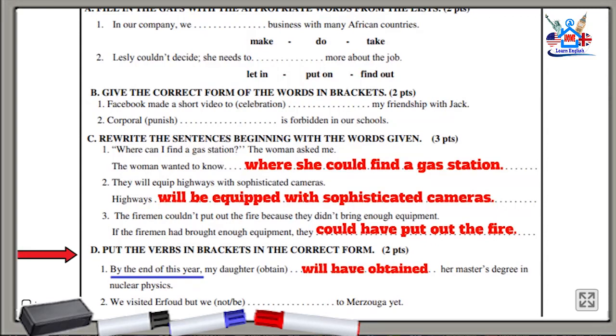Do you have any keyword here? We visited Erfoud, but we not be to Marzuka yet. We have "yet." Which tenses can we use with yet? The present perfect. Good. So, what's the present perfect of to be in the negative form? What's the past participle of to be? Any idea? Been, exactly. We haven't been to Marzuka yet. Very good.